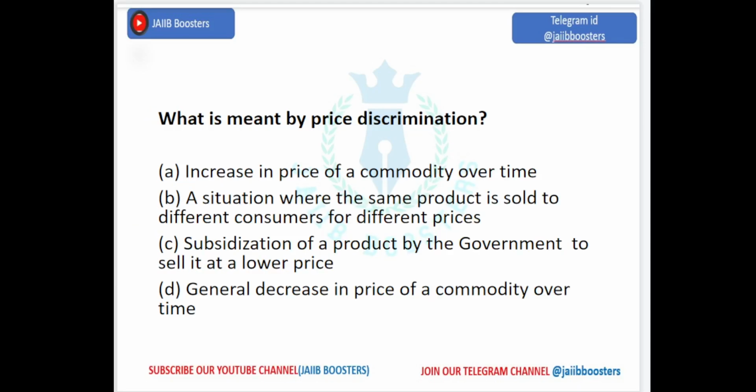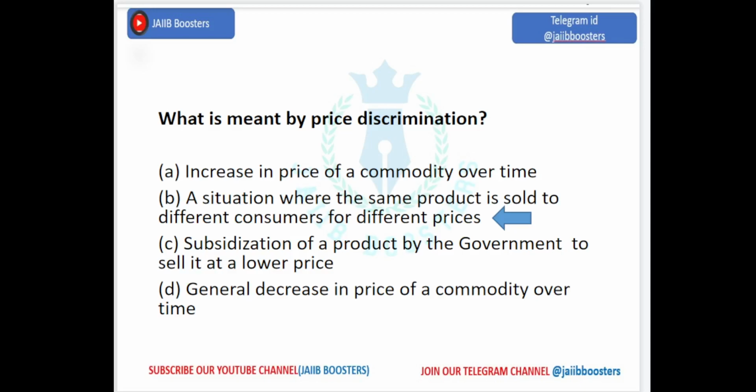What is meant by price discrimination? Increase in price of a commodity over time; a situation where the same product is sold to different consumers for different prices; subsidization of a product by the government to sell it at a lower price; general decreasing price of a commodity over time. The answer is a situation where the same product is sold to different consumers for different prices. It is nothing but price discrimination.